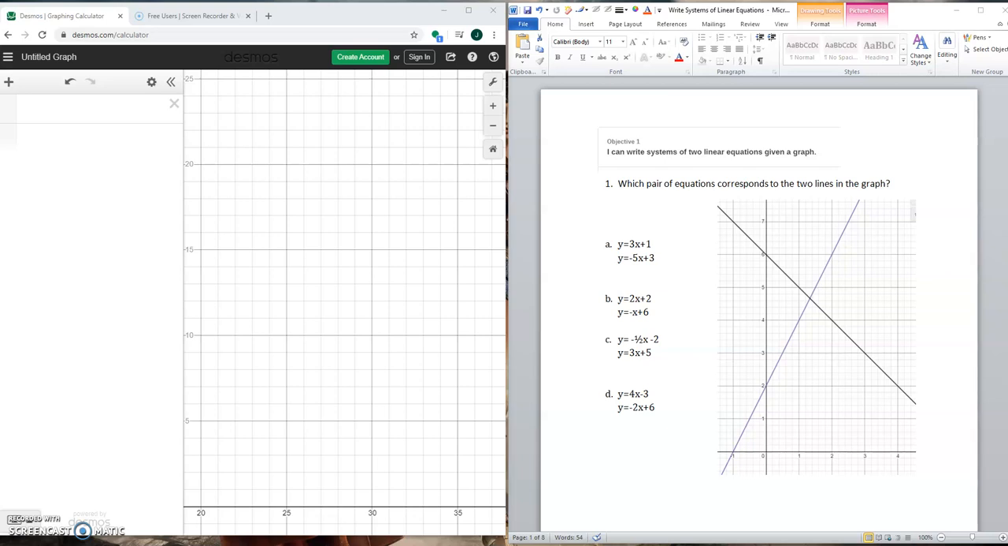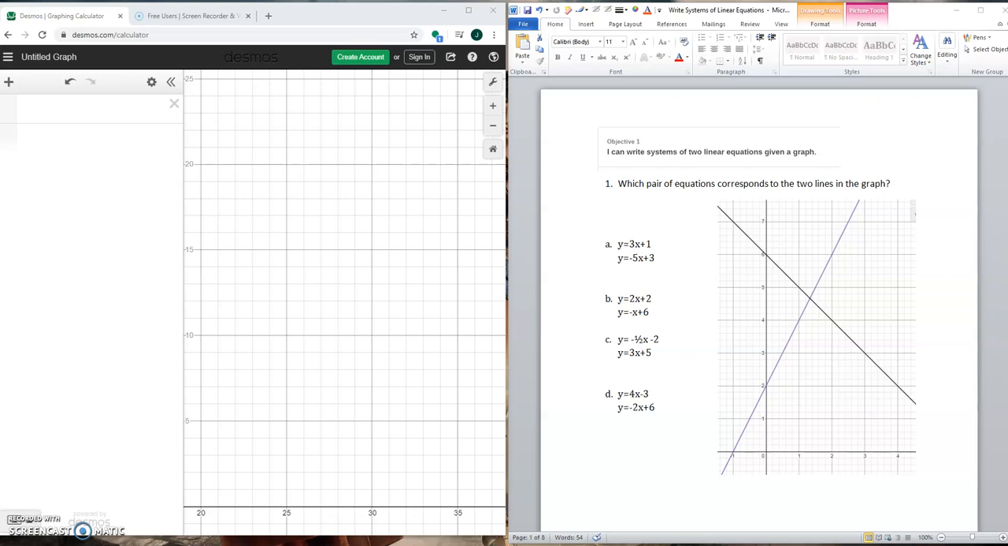Welcome back, everyone. Today we're going to discuss writing systems of linear equations. So for this workshop, we're going to tackle 3 objectives, and let us begin. Objective number 1, I can write systems of 2 linear equations given a graph. Example number 1, which pair of equations corresponds to the 2 lines in the graph?